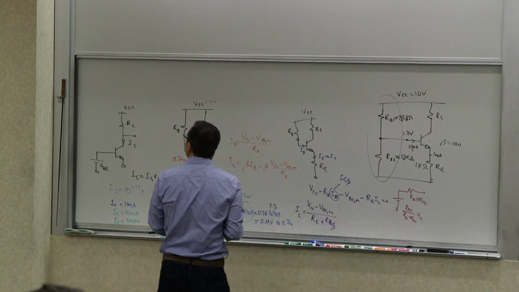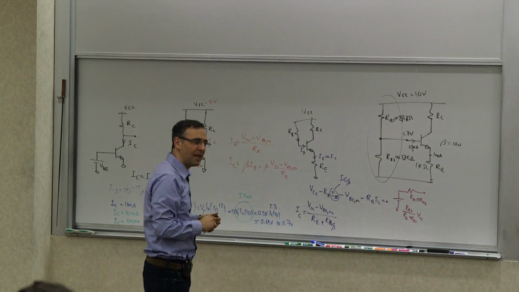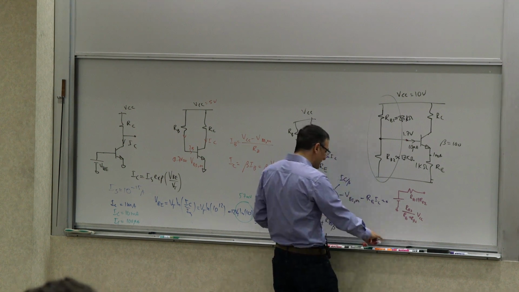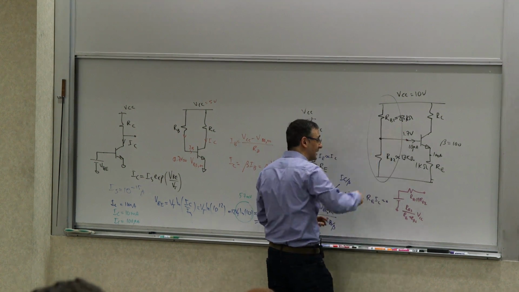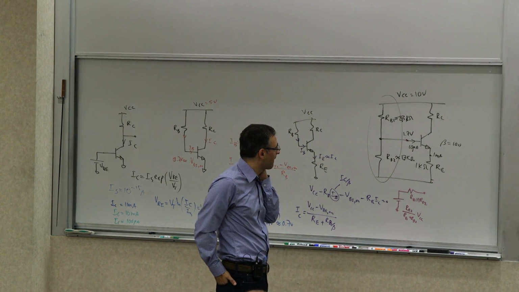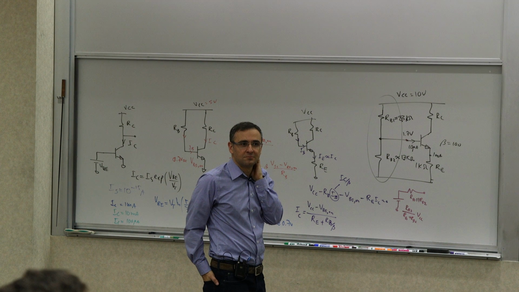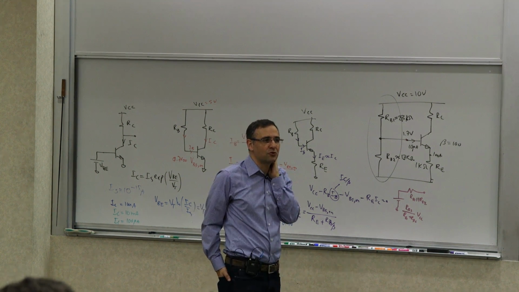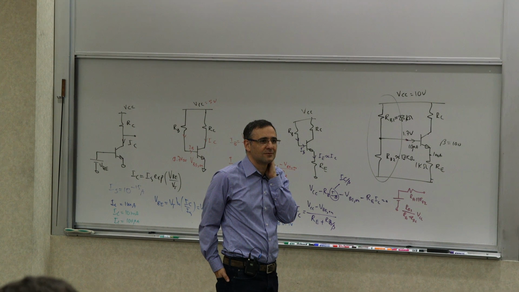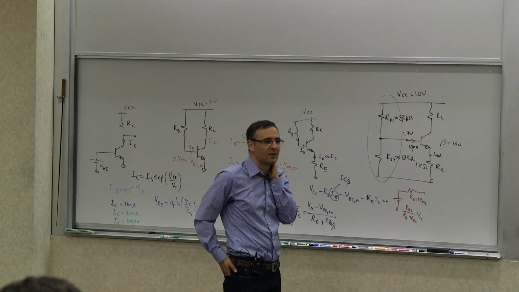So let's say you want to make an amplifier with this thing. How does this amplifier look like? Well, the other thing we need to choose is the value of the RC, right? How do we choose the value of RC? How would you choose it? Well, to make sure the transistor is not in saturation.